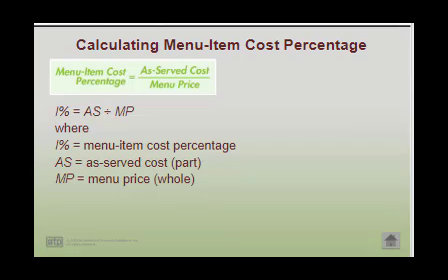Calculating menu item cost percentage. You take the AS, the as-served cost, divided by the MP, the menu price, and that gives you the answer of menu item cost percentage.